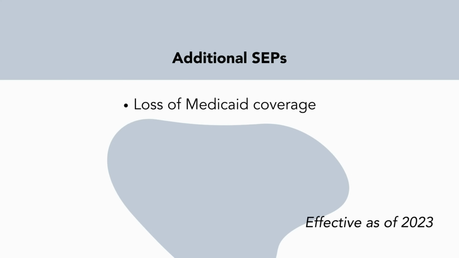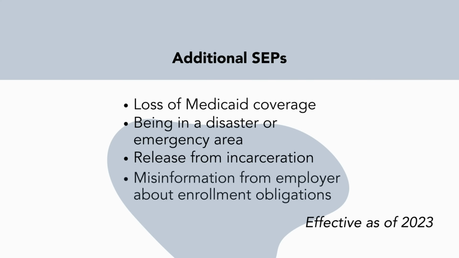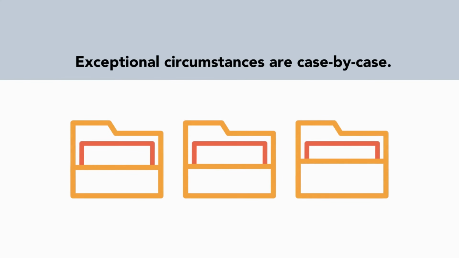There have been additional SEP qualifying events added in 2023. These include loss of Medicaid coverage, being in an area with a disaster or emergency, release from incarceration, or if an employer misinformed an employee of their enrollment obligations. Most of these SEPs do not apply to events that took place before January 1st of 2023. Other exceptional circumstances means that Social Security will consider some circumstances on a case-by-case basis.